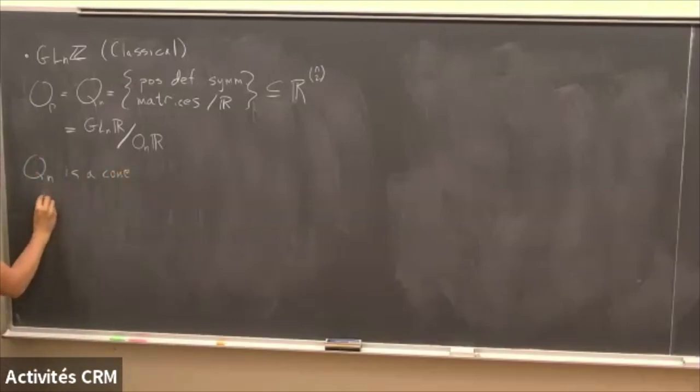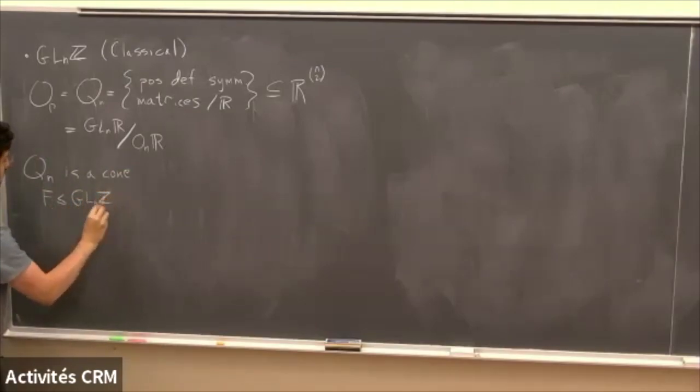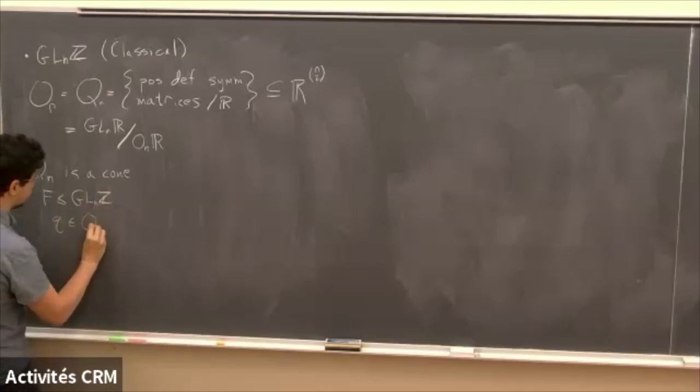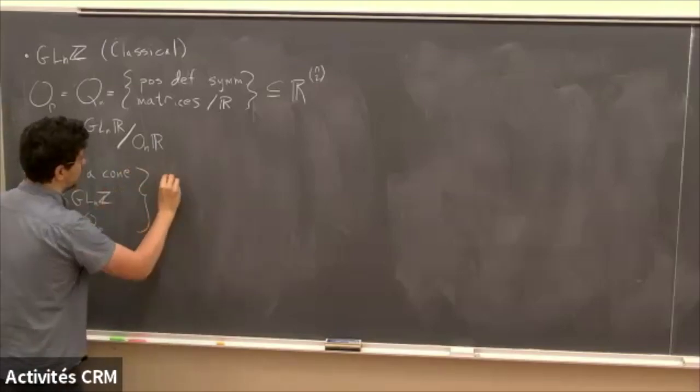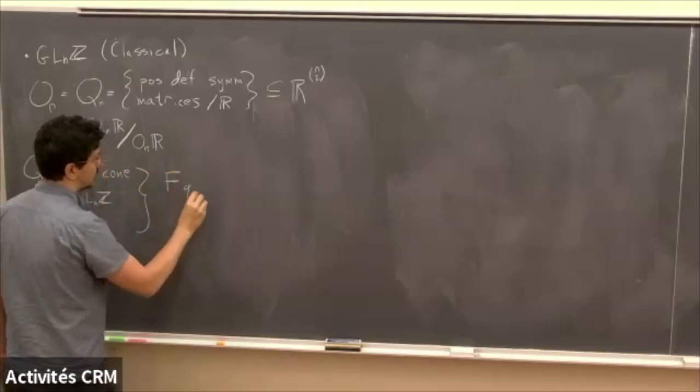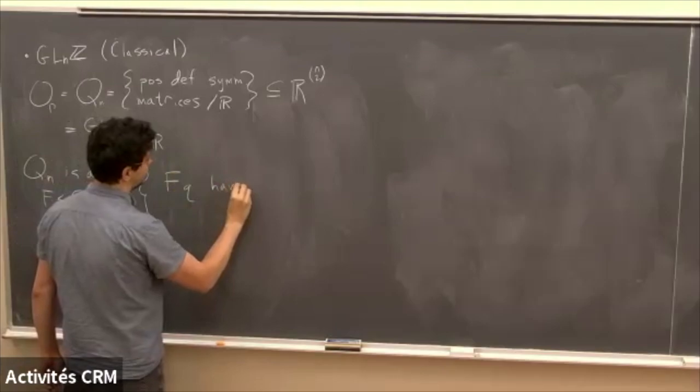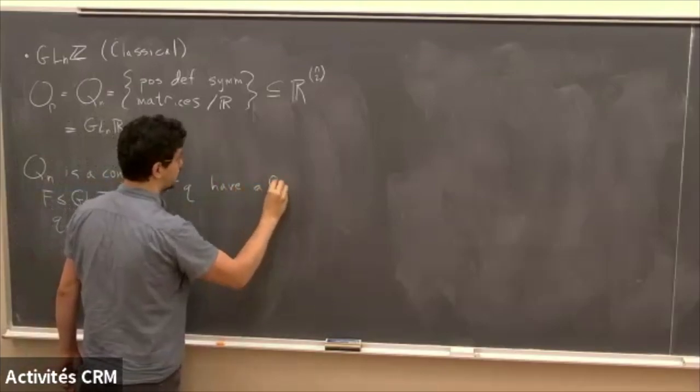And so if I take some finite subgroup in GL_n(Z), and I take some point in this Q_n, GL_n(Z) acts on this, and when I look at the orbit, it'll have a fixed barycenter. You can just average.